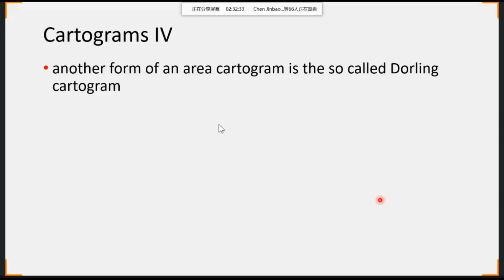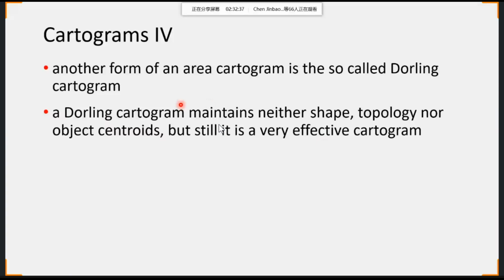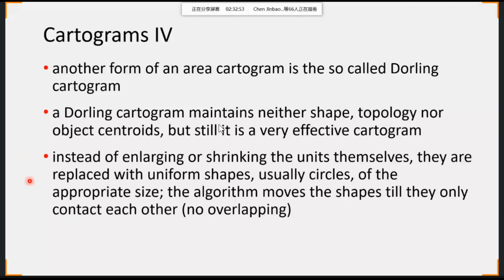Another form, kind of special form of an area cartogram, is the so-called Dorling cartogram. A Dorling cartogram maintains neither shape, topology, nor object centroids, but still it is a very effective cartogram. It's a bit like a diagram, you can say. Instead of enlarging or shrinking the units themselves, they are replaced with uniform shapes, usually circles, of the appropriate size. The algorithm moves the shapes till they only contact each other. So there's no overlapping, just contact between the different areas.